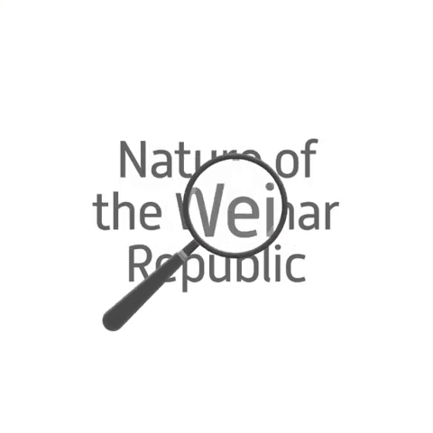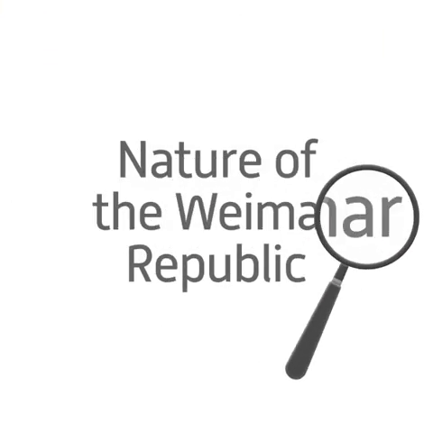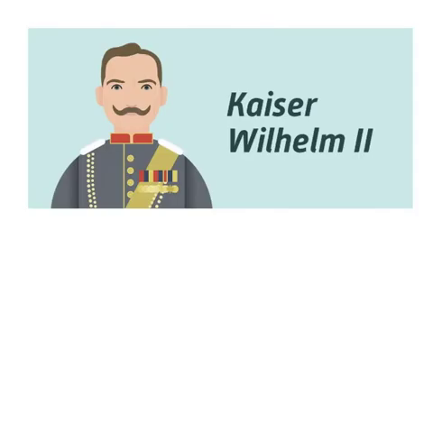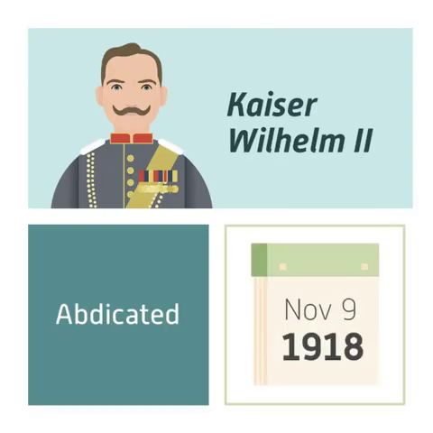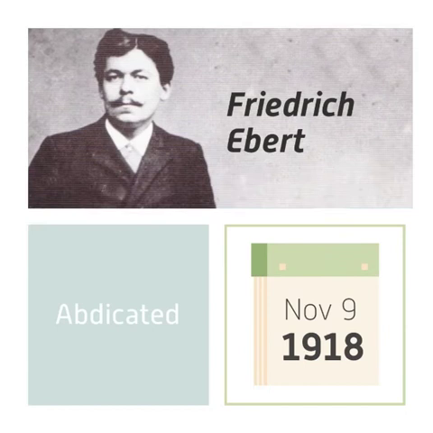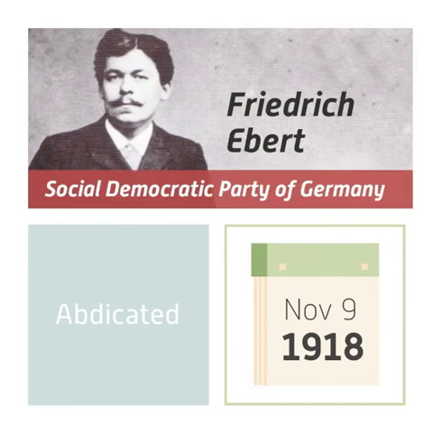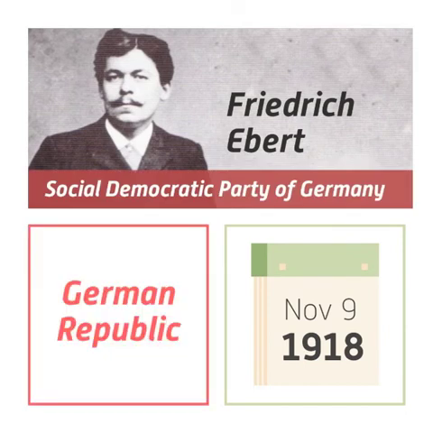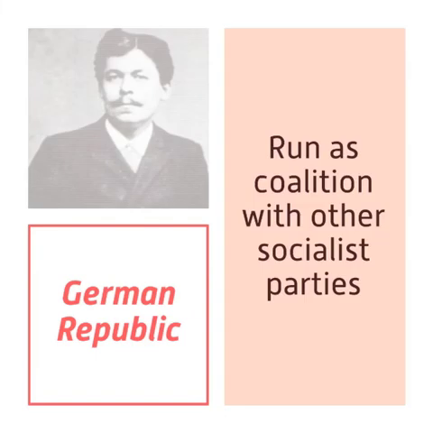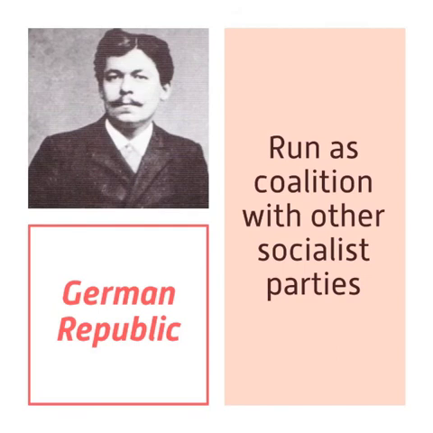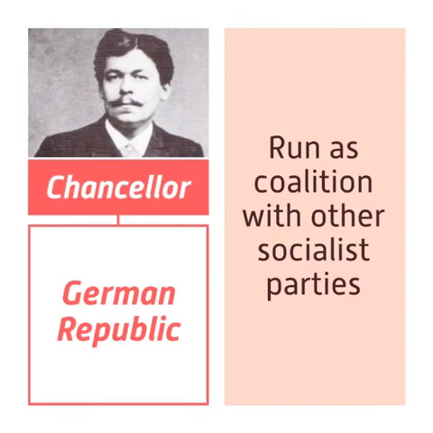In this pod, we'll look closely at the nature of the Weimar Republic. Kaiser Wilhelm II abdicated on the 9th of November 1918. Friedrich Ebert, the leader of the Social Democratic Party of Germany, announced the creation of a German republic on the same day. It was to be run as a coalition with other socialist parties. Ebert, as the leader of the largest political party, was appointed Chancellor.